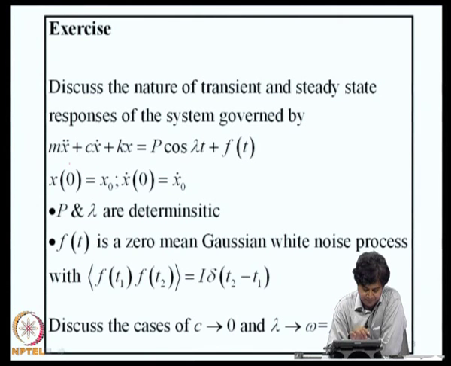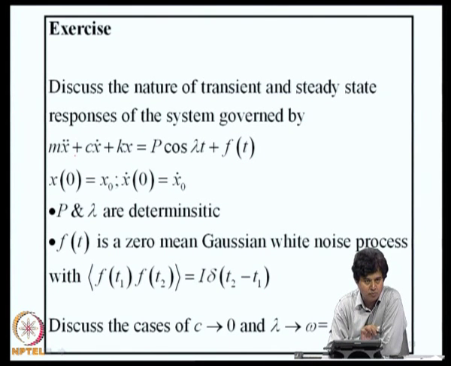You now consider a single degree of freedom system which is driven by a combination of a harmonic load and a random process, f of t, with non-zero initial conditions. So, this p and lambda are deterministic, therefore, p cos lambda t is the mean of the excitation process, but f of t is a zero mean Gaussian white noise process with this covariance. Now, the question is you need to discuss the nature of steady state response of x of t.